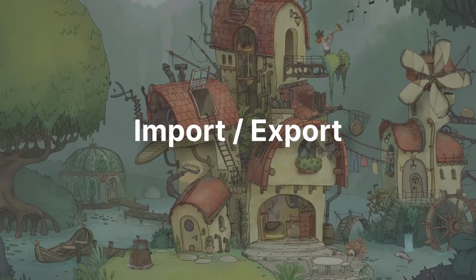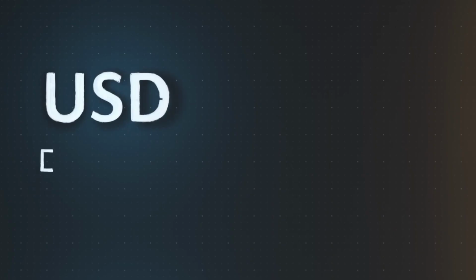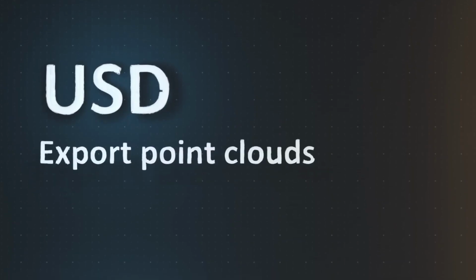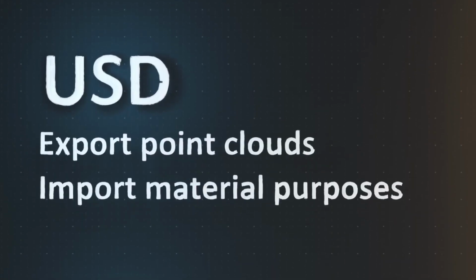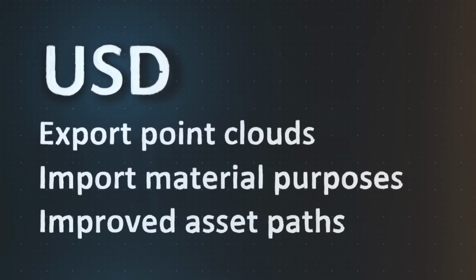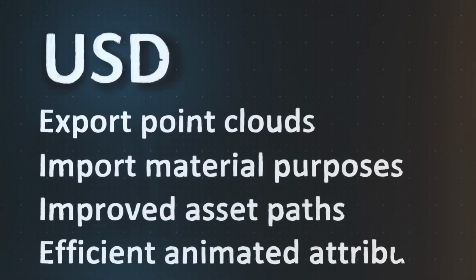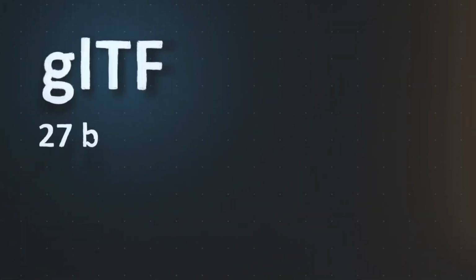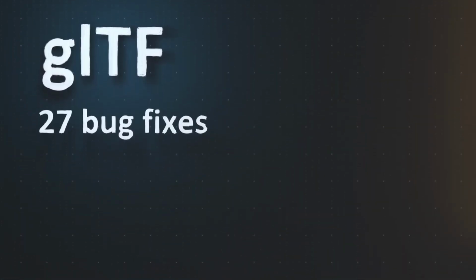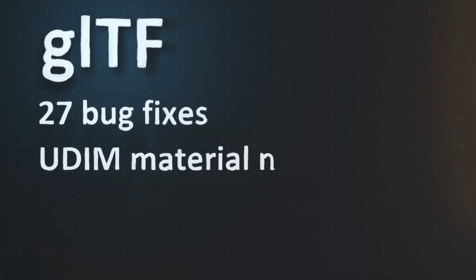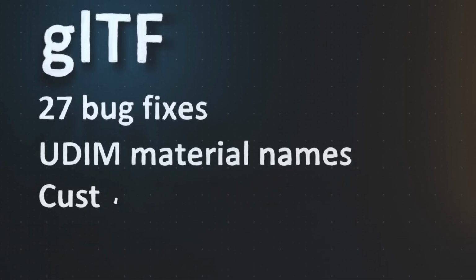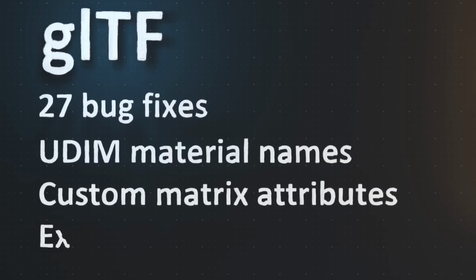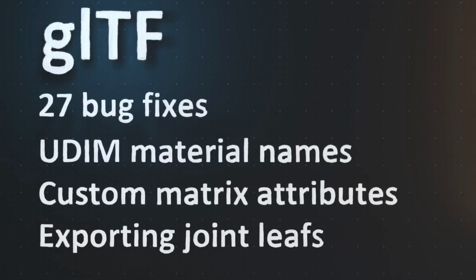When it comes to importing and exporting, the Universal Scene Description file format in Blender can now export point clouds, material purposes can be assigned on import, handling of asset paths has been improved, and exporting animated attributes is now more efficient. glTF received a huge number of fixes, as well as some enhancements, which include associating UDIM material names with tile numbers, using matrices as custom attributes, and exporting joint leafs at the tail of leaf bones. And that's everything that's new in Blender 4.3.